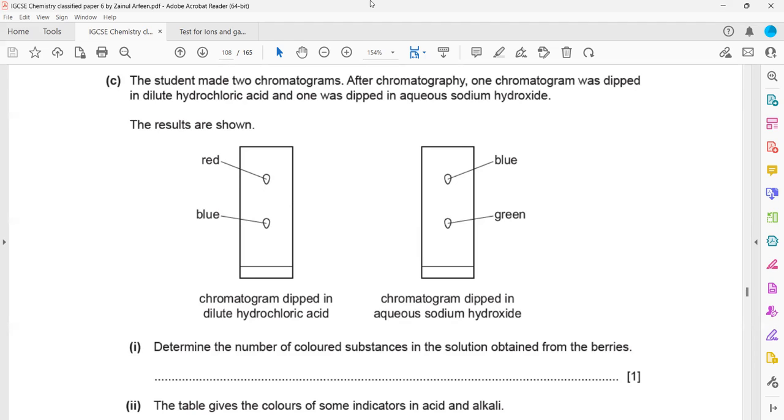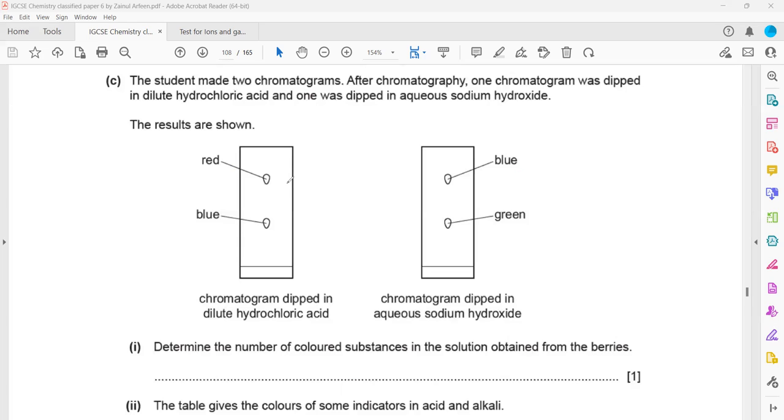Look, the rule to identify how many colored substances there are is that we don't bother about the type of color. What we bother about is the number of spots. How many spots are there? Two. Don't bother that this one is blue and red and this one is blue and green, because they might have different colors in different solvents. Like the dye we are using may have different colors. And why did we not say four? If it was three or four, then there would be something left dormant on the baseline, I think.